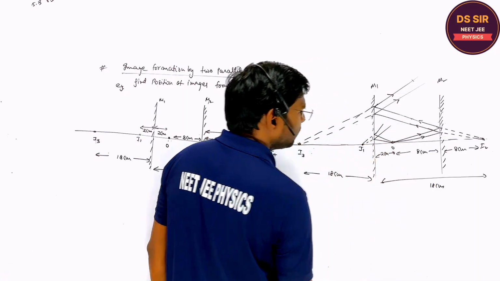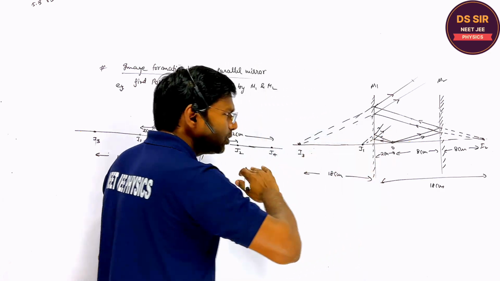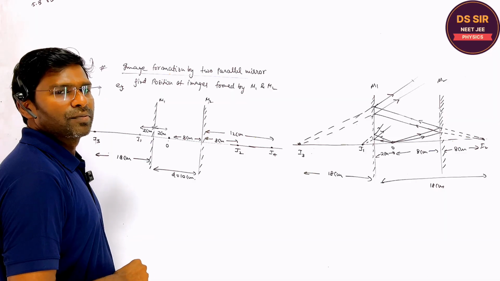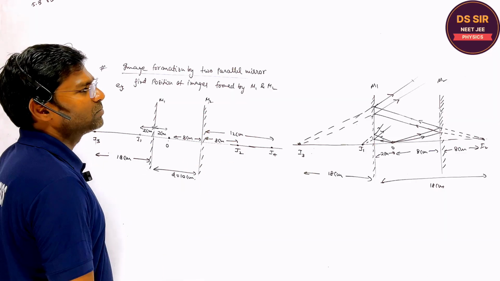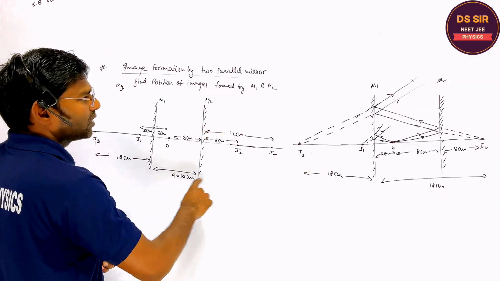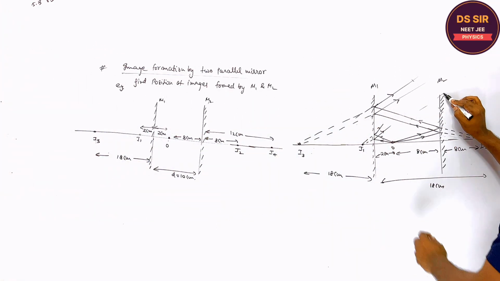This is the image I1. Are you getting it or not? So continuously the reflection from the mirror, right? The images are formed continuously. Is it clear or not, you tell? Right? Again, if these light rays are incident on this mirror, right?